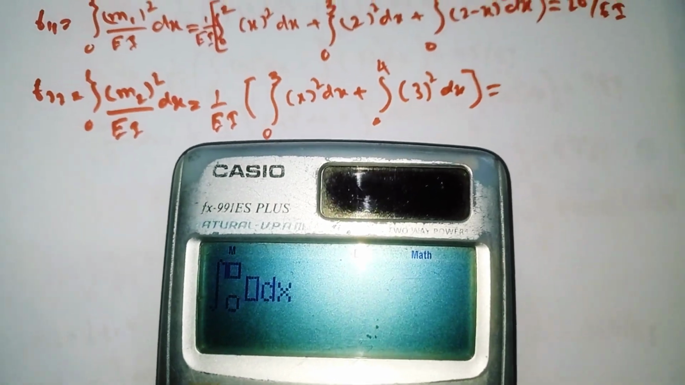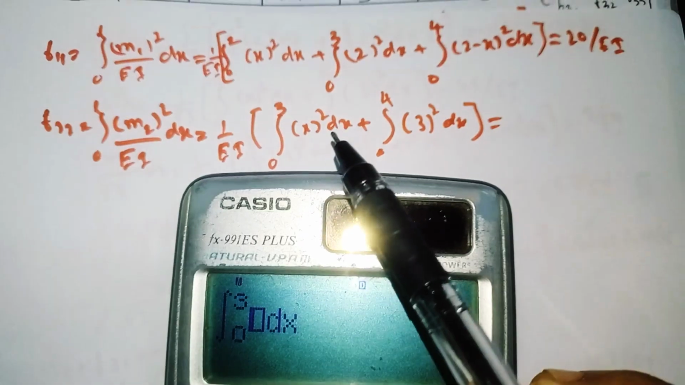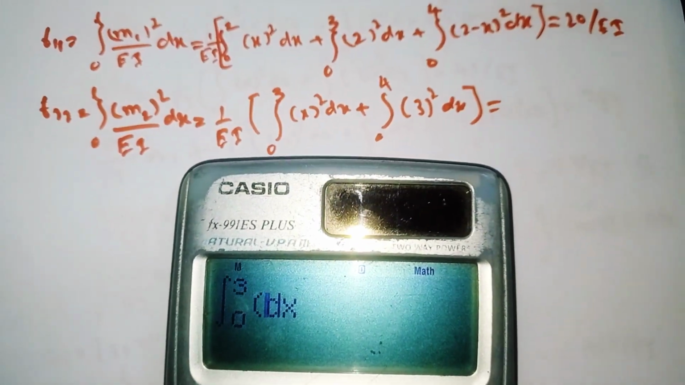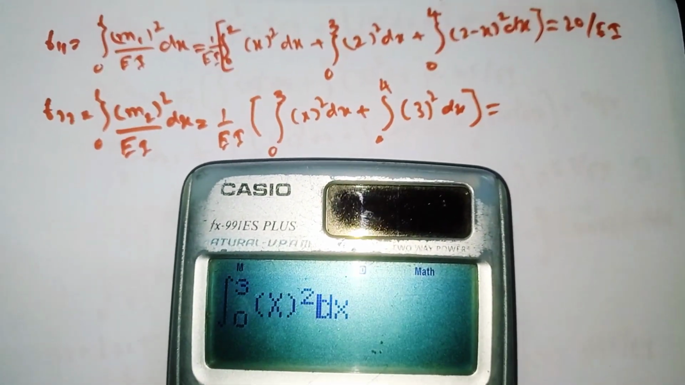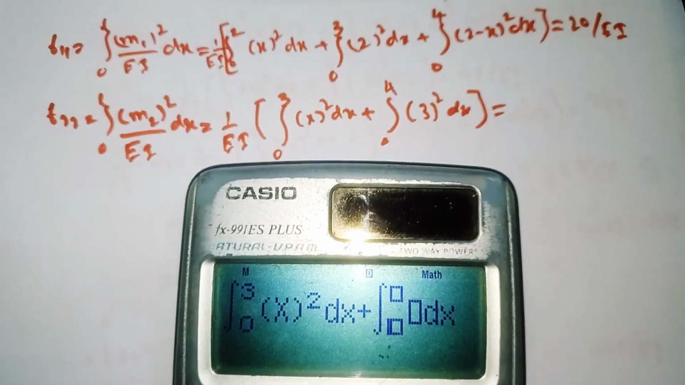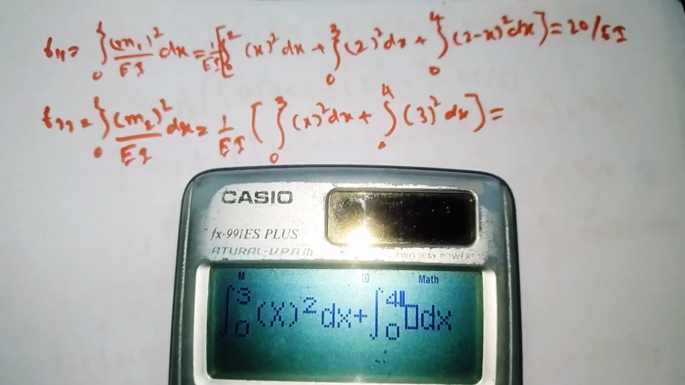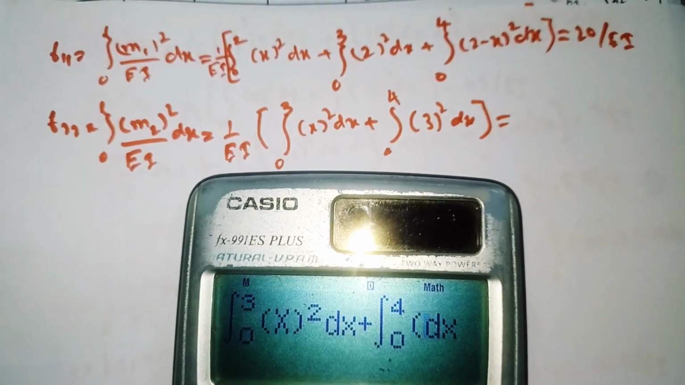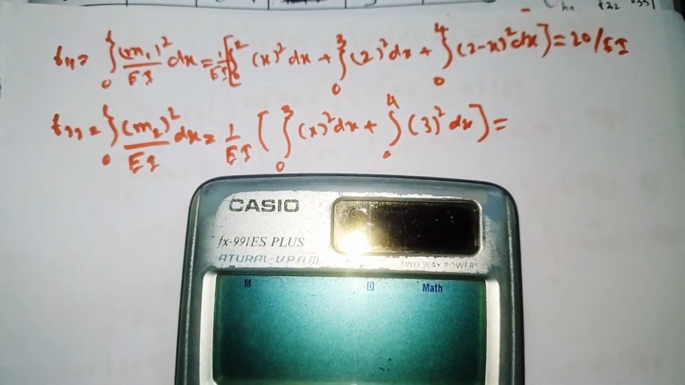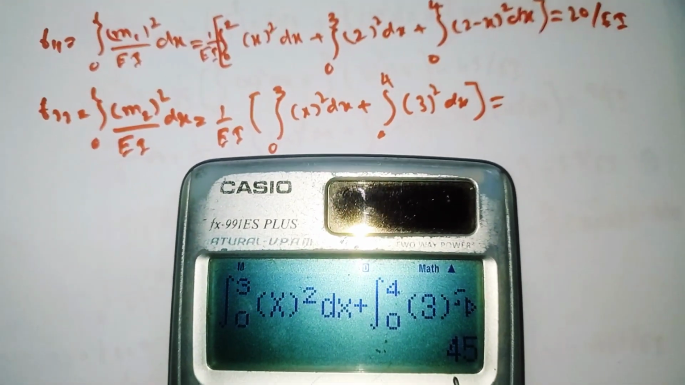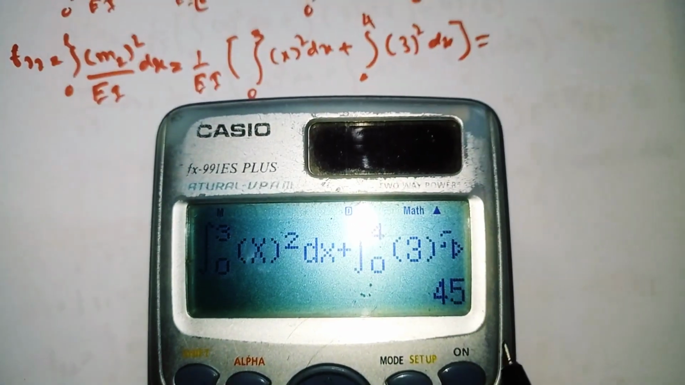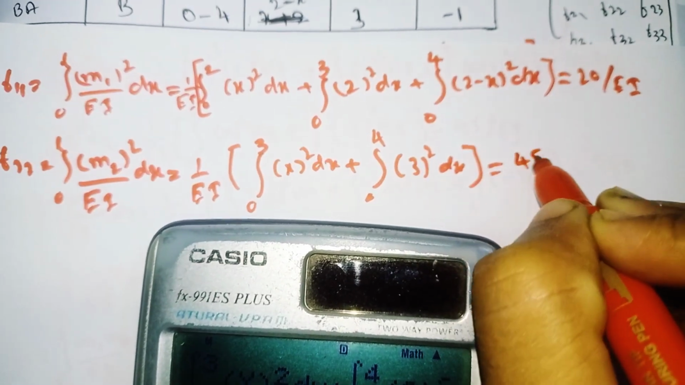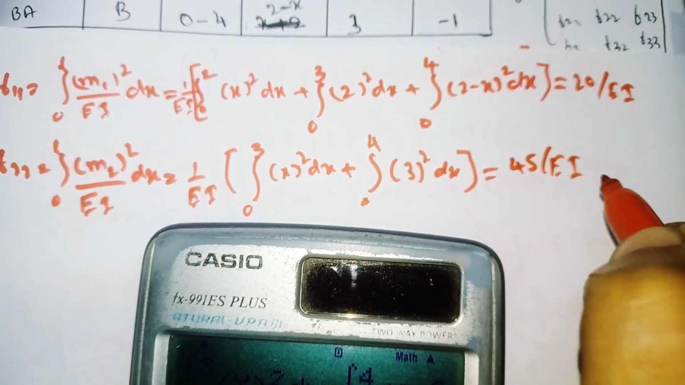Now solve it. Limit is 0 to 3 into x square, plus integration of 0 to 4 into 3 square. So now solve it. Our F22 value will come out as 45. Write it here, 45 divided by EI.